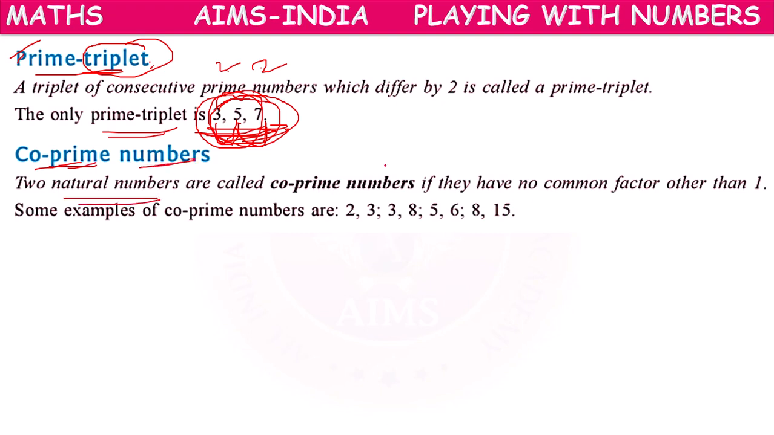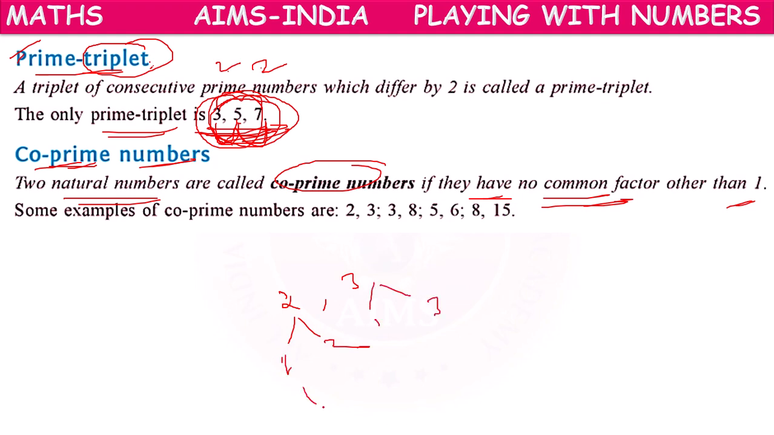Next, co-primes. Two natural numbers are co-primes if they have no common factor other than 1. Suppose they have given 2 and 3, and they are asking you to find out whether they are co-primes or not. What are the factors of 2? 1, 2. What are the factors of 3? 1, 3. What is their common factor? 1. Means there is no other common factor other than 1.